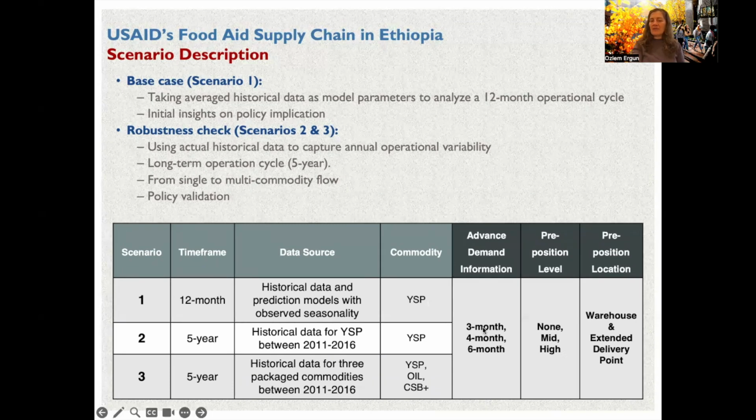And then on the advanced demand information, we tried to see what will happen if we have 3 months, 4 months, or 6 months of advanced demand information. And then we looked at the cases where we have no prepositioning strategy, and then mid and high levels of prepositioning strategy, both at international warehouses and extended delivery points.